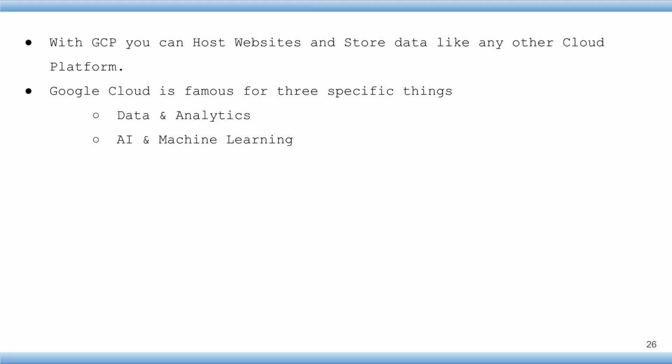The next one is AI and machine learning. Google invented much of the modern AI technology, where the T in ChatGPT stands for transformer, which is again a Google invention. Apart from this, Google has its own AI model, Google Gemini. Recently, Gemini 3 was launched.